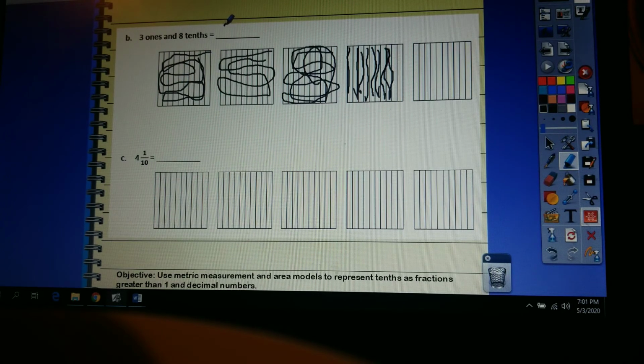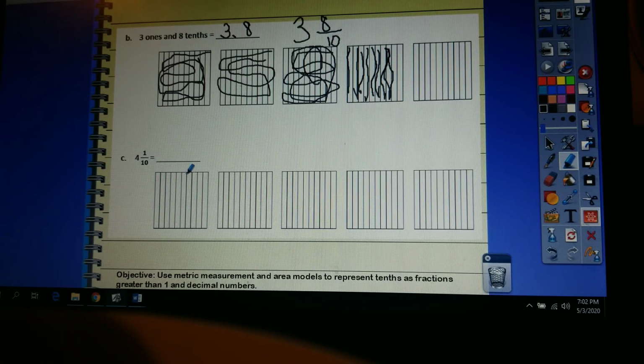So we would have 3.8 or 3 and 8/10. Means the same thing. 3.8, 3 and 8/10. Okay?